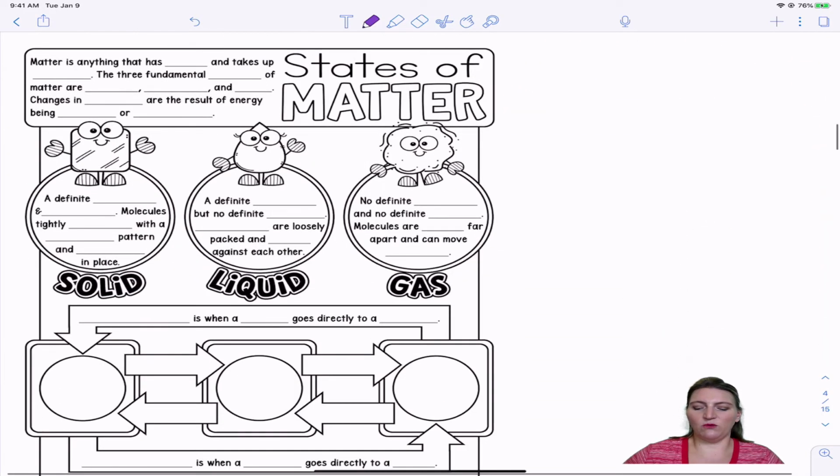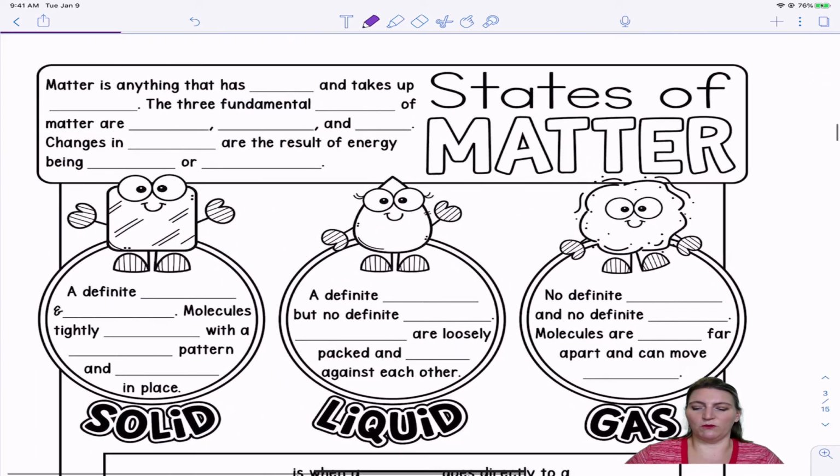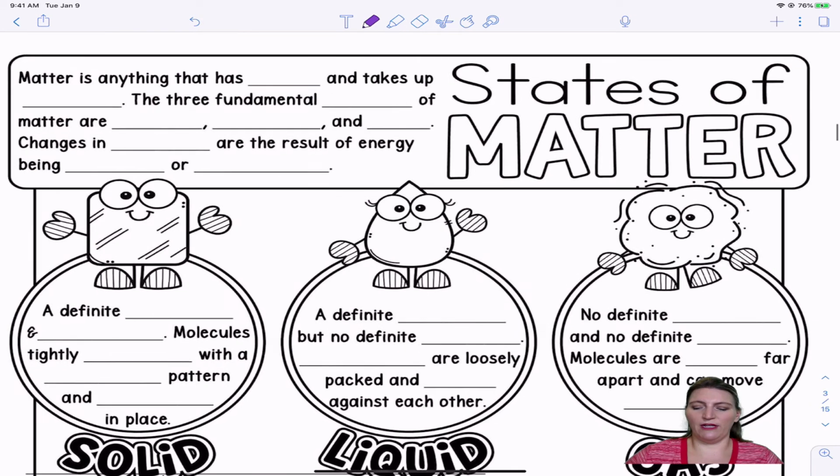And that's what the next page in your notes packet is all about, looking at the different states of matter. And again, I think this is concepts that you have done in middle school. We're just reminding you of them and reinforcing them. So matter is anything. Maybe you guys remember the definition of matter. Again, matter is anything that has mass and takes up space.